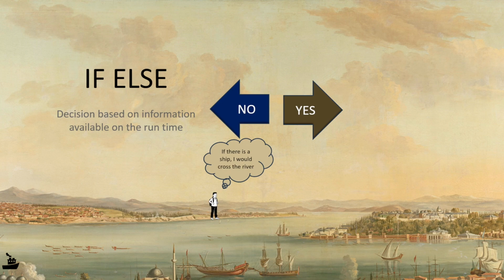So basically, you decide something based on the information that is available at that particular time, or the runtime we call it. For example, let's take an example. There's this boy. Now there's a condition that if there is a ship, I would cross the river. Now this is the condition that if there comes a ship, then the condition is fulfilled. Then he would go the yes way. The condition is fulfilled. Yes, there is a ship. So he would cross the river. Otherwise, he would not cross the river. This is basically all that is to if else.